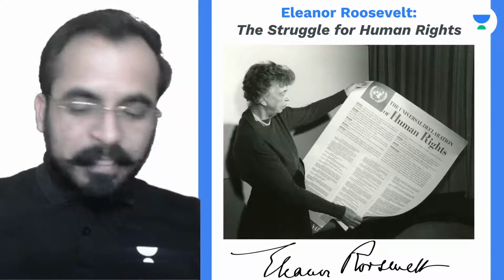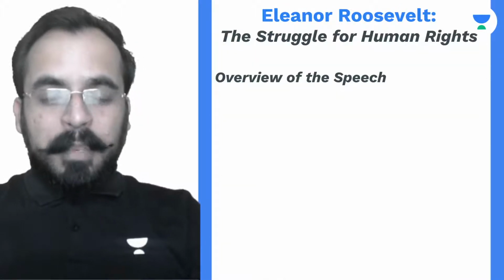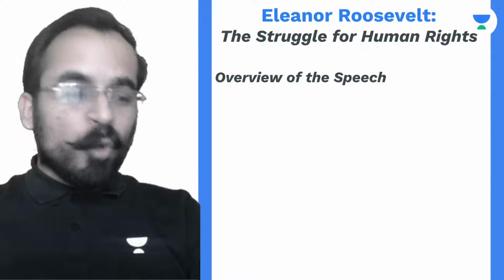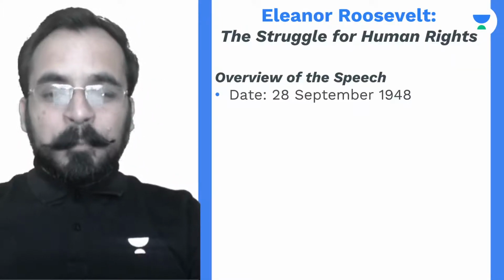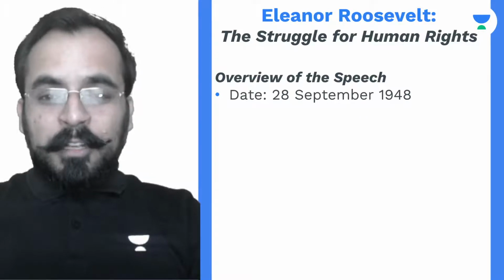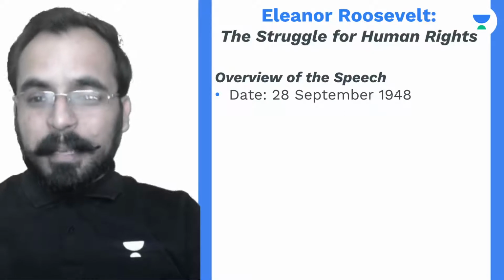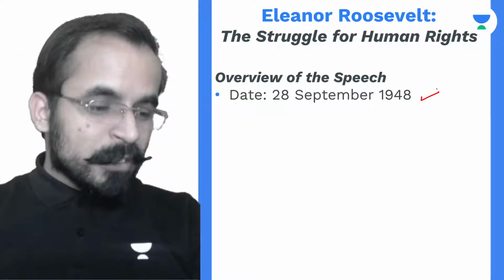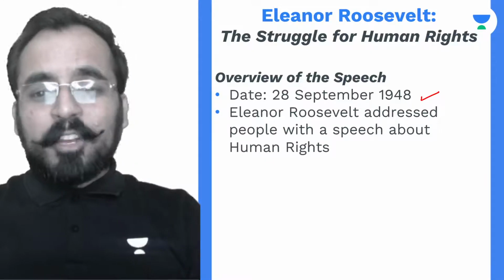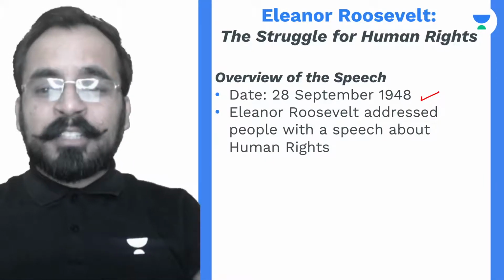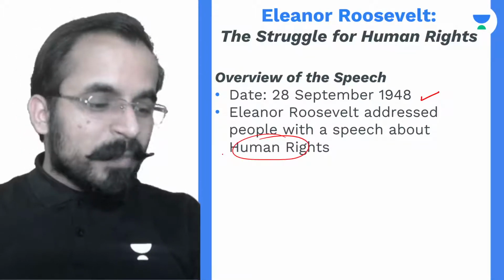Shall we start? Before we start with the speech, let me give you an overview of what we are going to read in this speech. First of all, you should know that this speech was delivered on 28th September 1948. And when Eleanor Roosevelt delivered this speech, she addressed people with a speech about human rights. This we have just now seen.